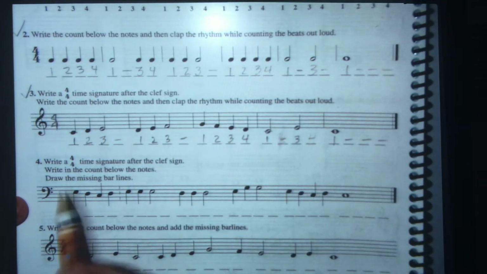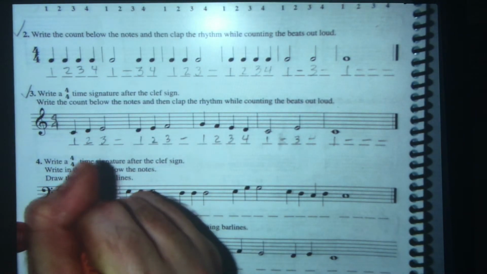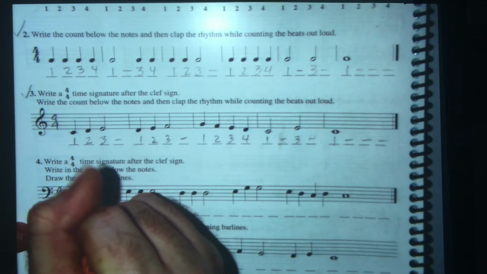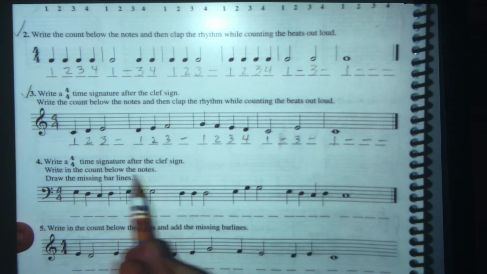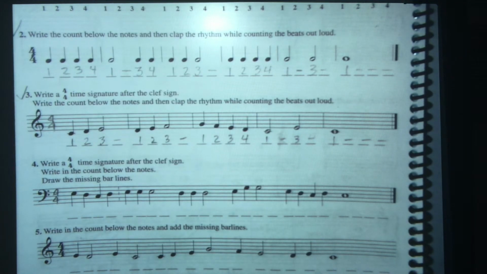Number 4, write the 4/4 time signature after the clef. Let's do that before we forget it, just like you did earlier with your clefs. Then write in the counts below the notes. And then here's the fun part. Draw the missing bar line. So I'm going to recommend this.